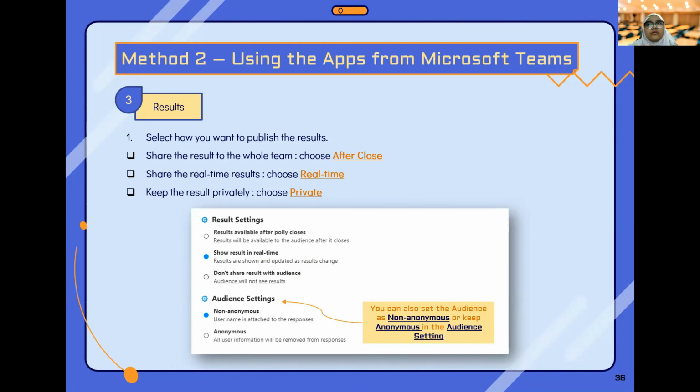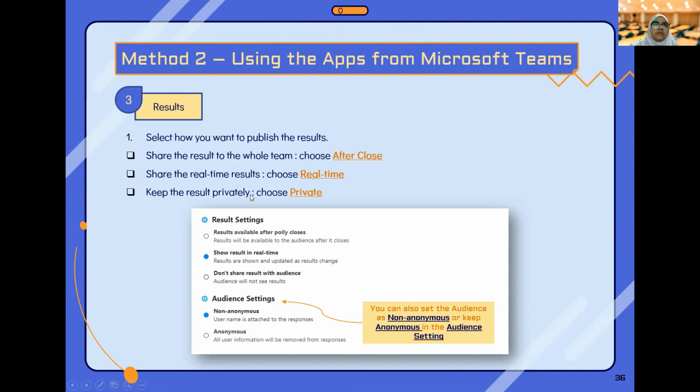So for the results, there are 3 types of how to publish the result. The first one is to share the result to the whole team. So you can choose after closes, the first one. And second one, share the real-time result. So this one, once the student answered, they will automatically generate the real-time result. So that means you can choose real-time. And the last one is private. Keep the result privately, so the audience will not see the result, only the team owner can see.